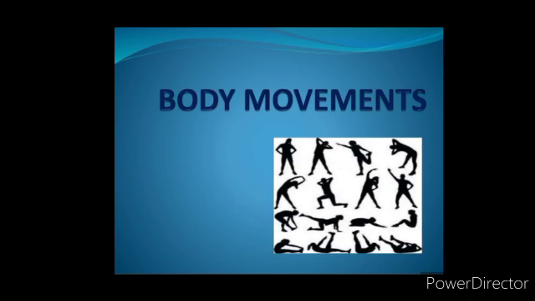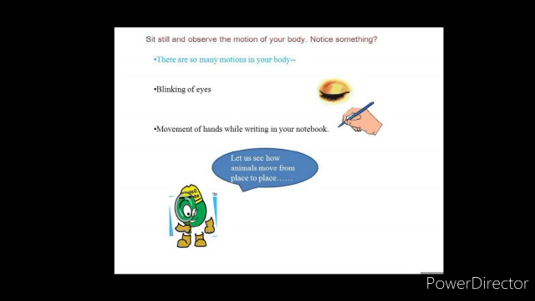We are in the chapter body movements, right? In this chapter, we learned different kinds of body movements, right? So, animals walk, run, fly, jump, creep, crawl, slither, and swim. These are only a few of the ways in which animals move from one place to another, right?